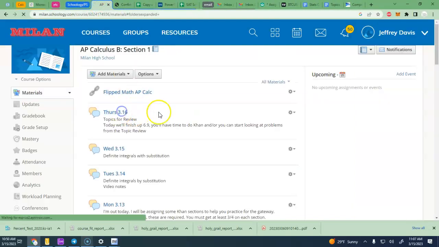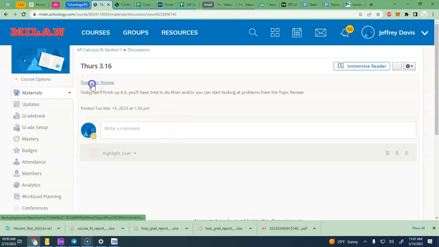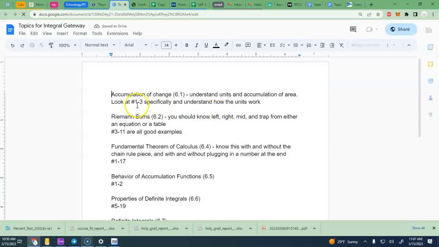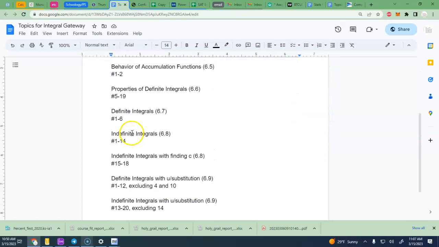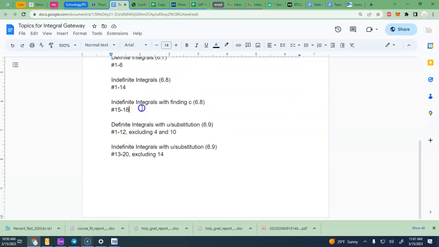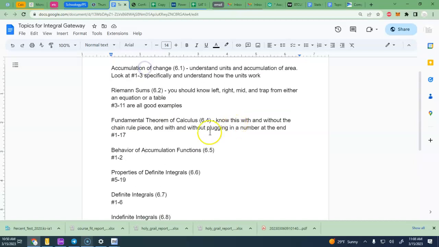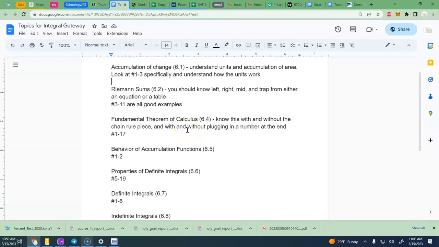If you go to the Schoology page, I made this topics for review thing. So I went through, and there's 10 little sections here. Like this is one problem. You'll have one problem on accumulation of change, which is from 6.1, and then I tell you specifically which problems you should be looking at. You'll have one Riemann sums problem. You should know left, right, mid, and trap. Number 3 through 11 are good problems to look at. Let me just double check. 3, 4, 5, 6, 7, 8, 9, 10. So that's 10 types of problems. You'll have one of each. I have to tell you where they are, where to look for them, so you know what to study.